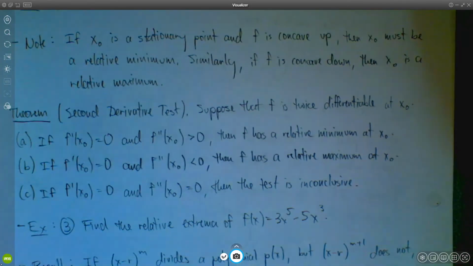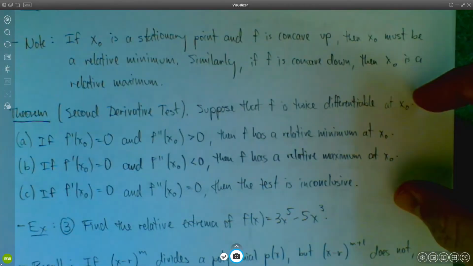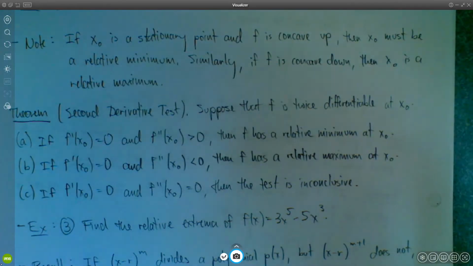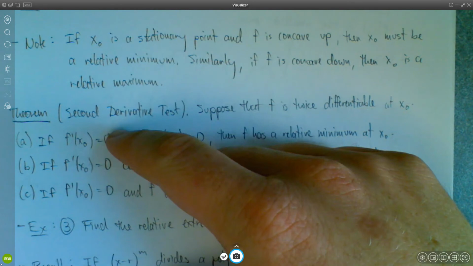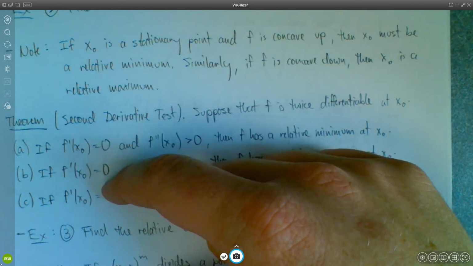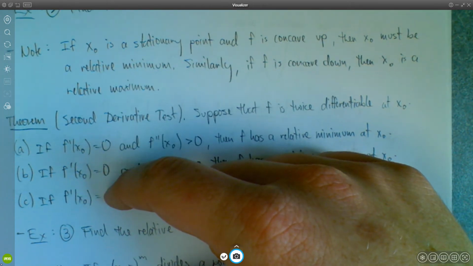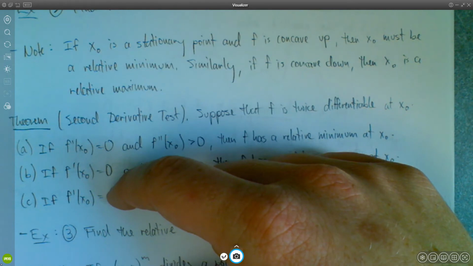So the second derivative test is really nice, but I do need to point out that it does have some caveats, right? So the first caveat is this. This only works for stationary points. It doesn't work for other critical points, right?